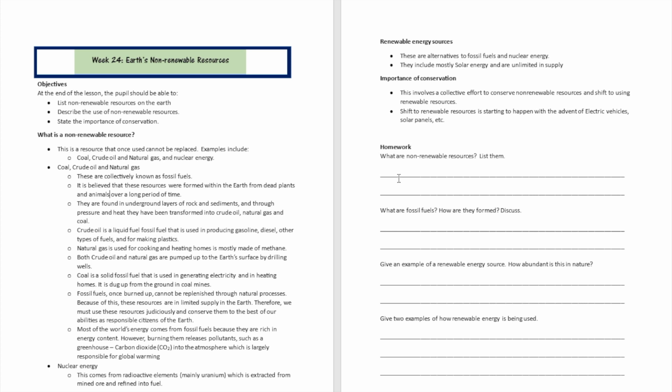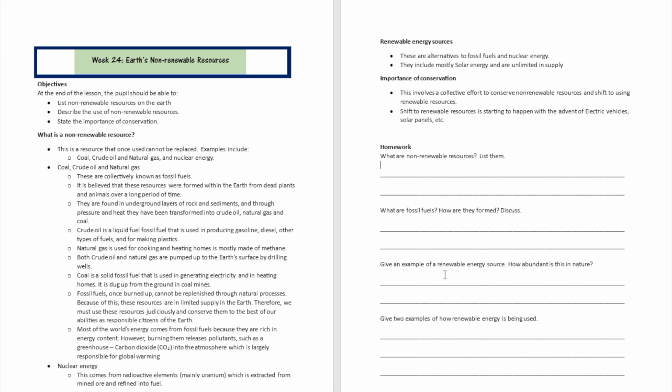All right, so let's go ahead and answer a few questions right now. What are non-renewable resources? Non-renewable resources are going to be over here for you. On page number 61, you're going to see coal, crude oil, and natural gas. What are fossil fuels? Fossil fuels are coal, crude oil, and natural gas, and they are believed to have been formed by dead plants and animals over a long period of time.